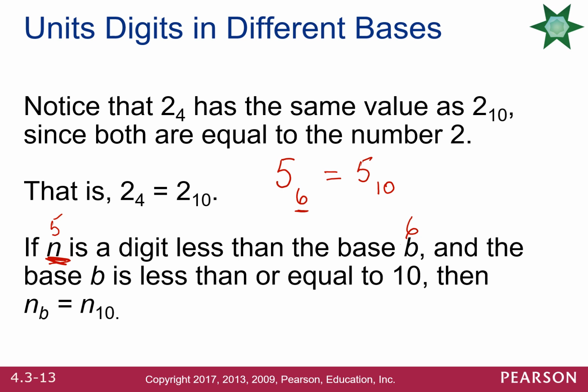If we choose something like 4 base 8, it will be equal to 4 base 10. But what are the conditions again that need to be met? First of all, this value here, 4, n should be less than the base value. And the base, which is this, is less than 10. Only then would the two sides be the same. 4 base 8 will be equal to 4 base 10.